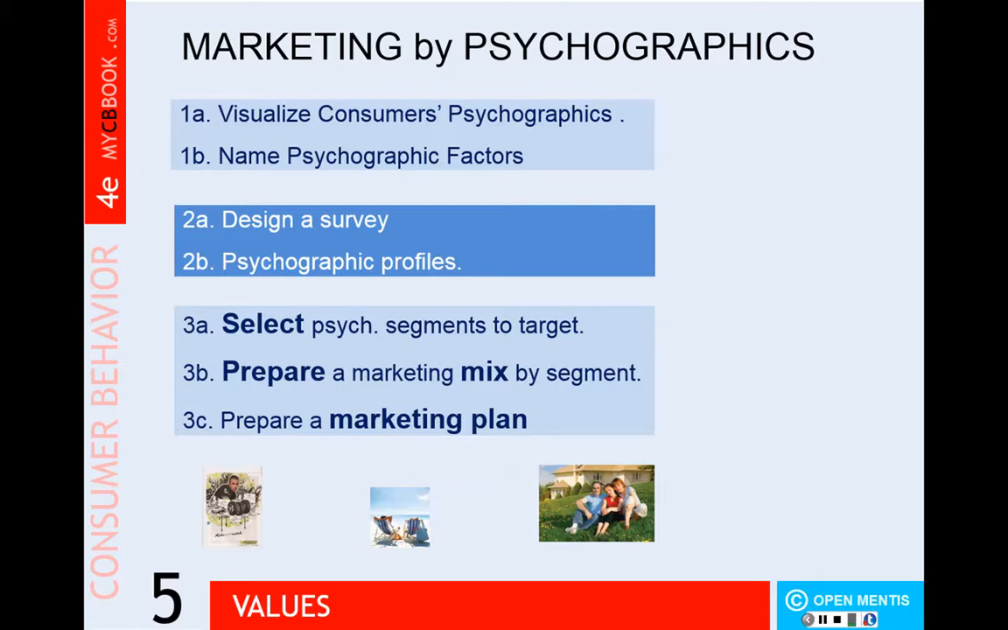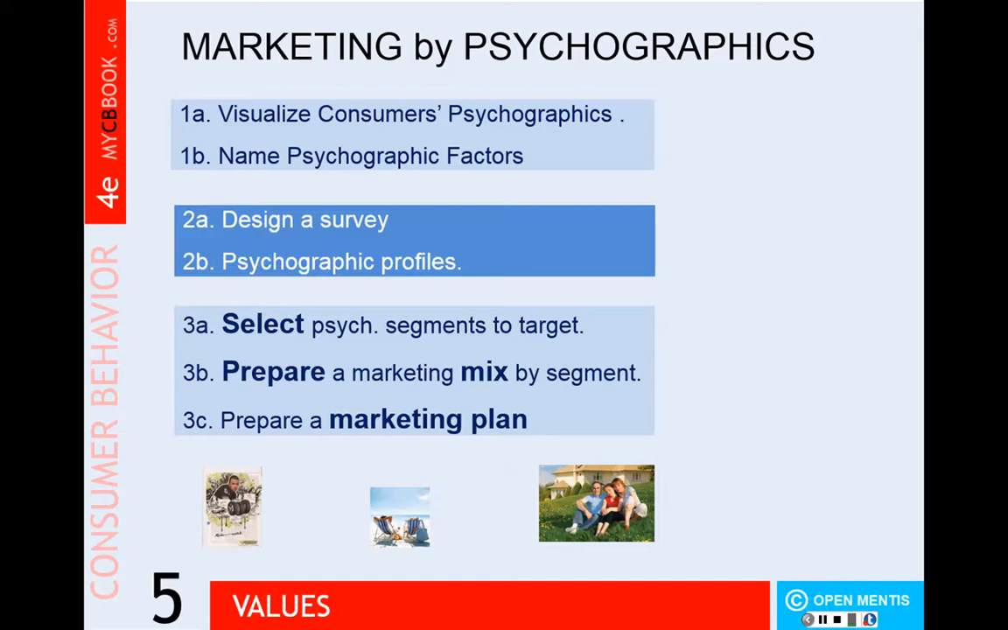But I go further. When I think about it conceptually, all these 7 steps actually break down into 3 steps. I have to visualize consumer psychographics and name psychographic factors. That's thinking. Then I design a survey and do psychographic profiles by collecting data and analyzing. That's the research part. First I'm there as a thinker, then as a researcher, and now I'm there as a practical marketing action manager.